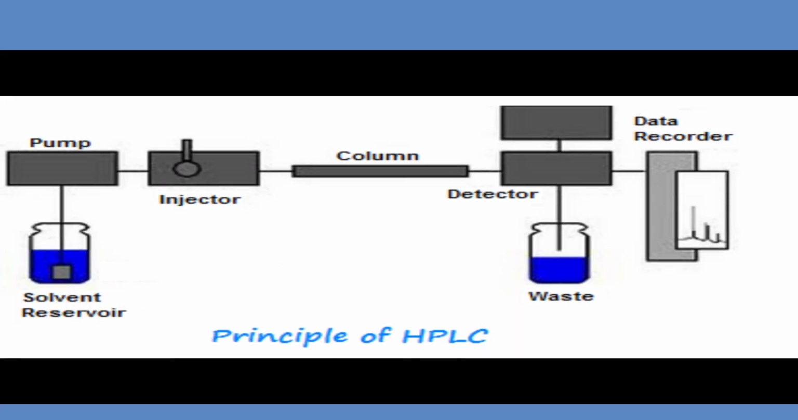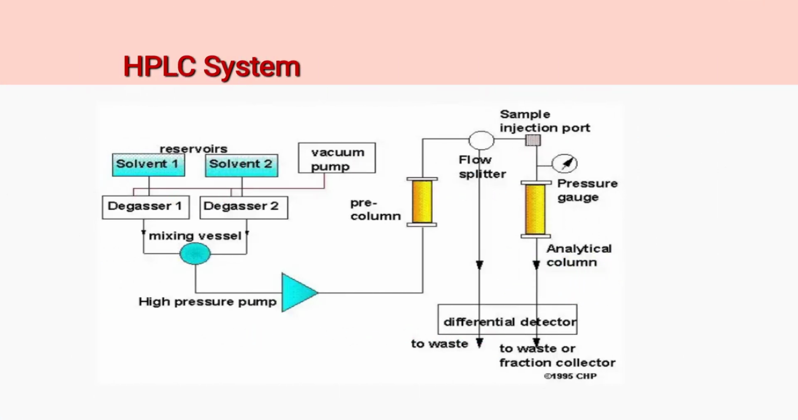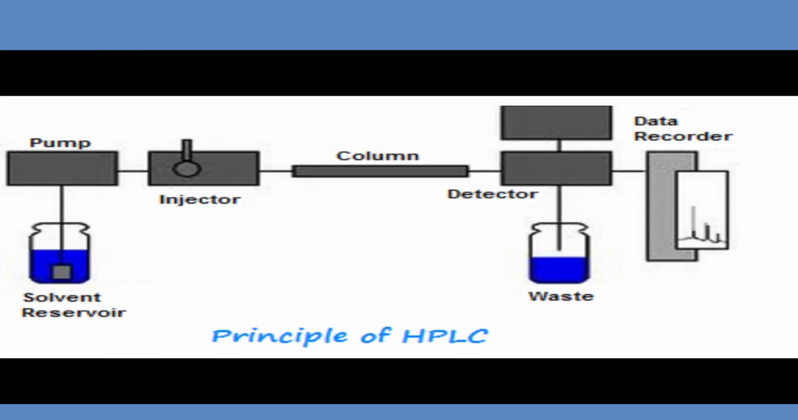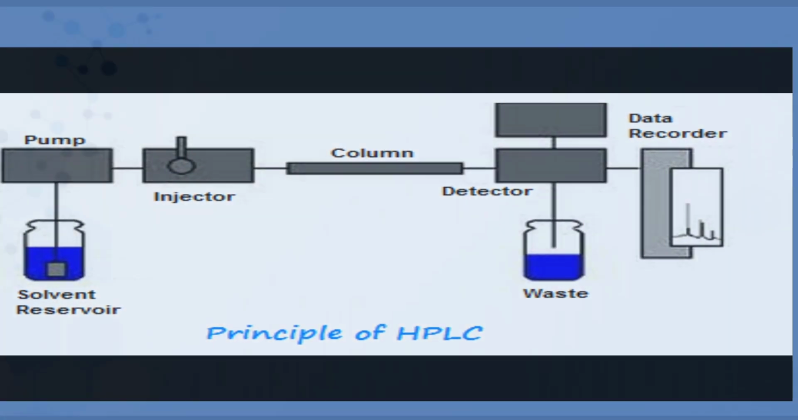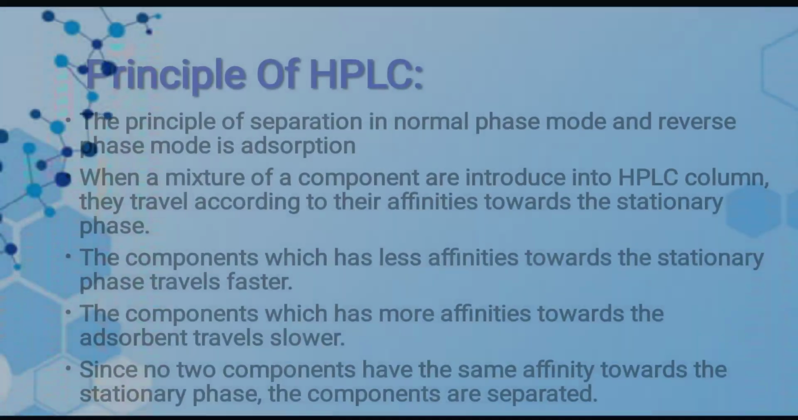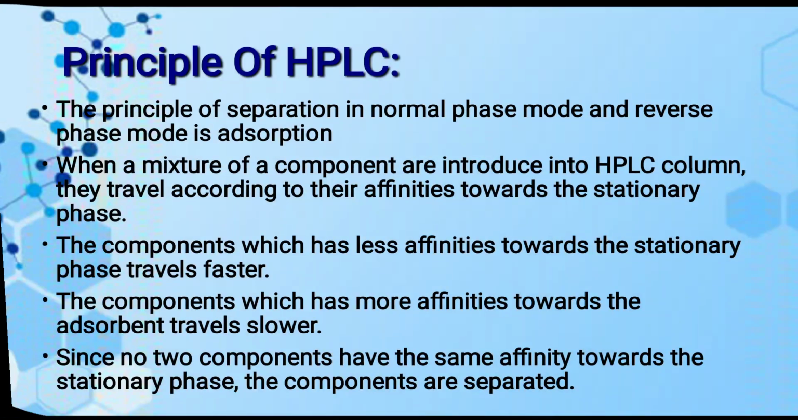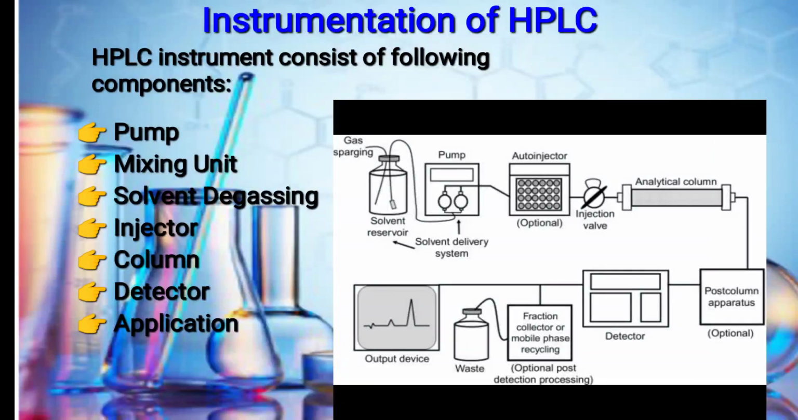Now coming to the instrumentation of HPLC. The major parts of this instrumentation are the solvent reservoir, degasser, solvent mixing valve, pre-column, analytical column, detector and recorder. Now I will show the block diagram for the instrumentation of HPLC. So this is a block diagram for HPLC.